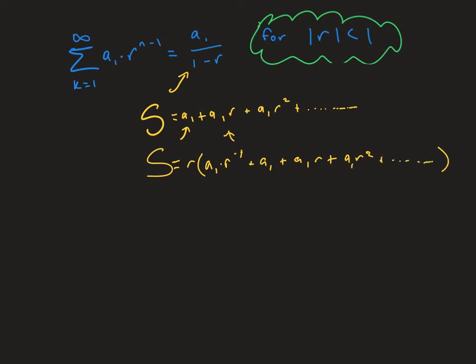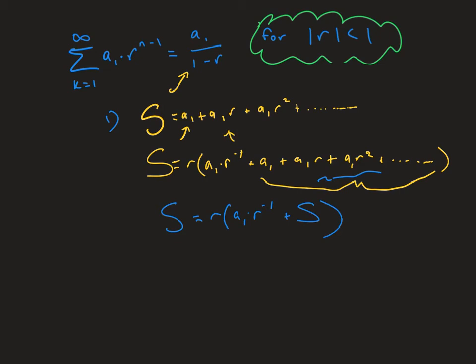Okay, so now is the really tricky part, but it's actually super cool if you notice it. So I'm going to give you a couple seconds to see if you can recognize what that is. So what that is, if you notice in line 1, right here, this is S. That's our infinite sum. We can replace that then with S. So we have S equals r times, open parentheses, a sub 1 times r to the minus 1 plus S.